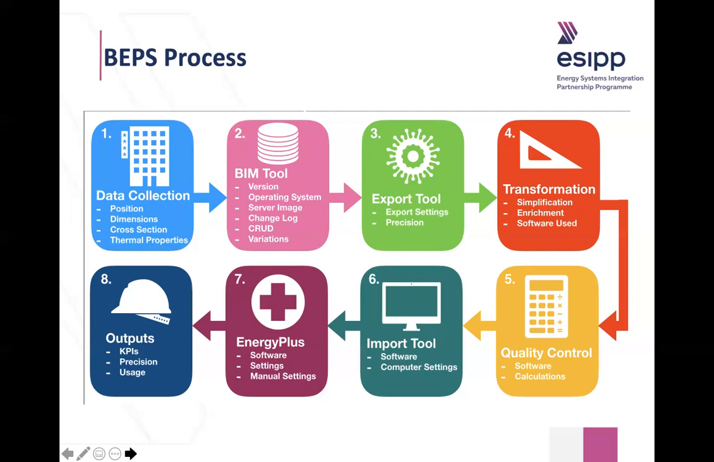Similarly, for the export tool, we record details of settings and software versions. For transformation, quality control, and import tools, we record details of simplifications or enrichments and other processes that modify the data. How these steps are recorded is up to the enterprise. The model, rather than capture the process itself, provides a mechanism to marshal this information.